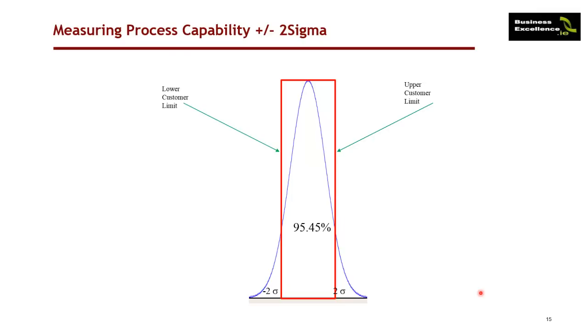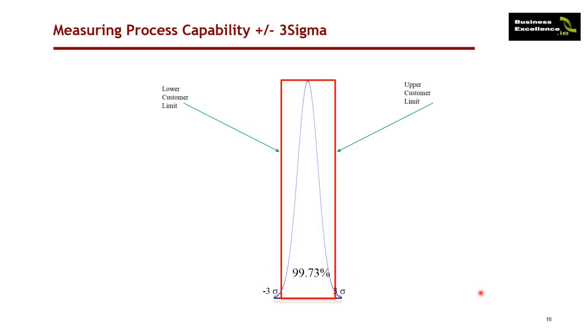Again, if we reduce the variation on the next slide, keeping the red box in exactly the same position, in this situation, 99.73% of the process output fits within the window. This statistically is referred to as a plus or minus 3 sigma. If we reduce the process variation even more, in this case 99.999998% of what we produce fits within the customer window. This is referred to as a plus or minus 6 sigma process.